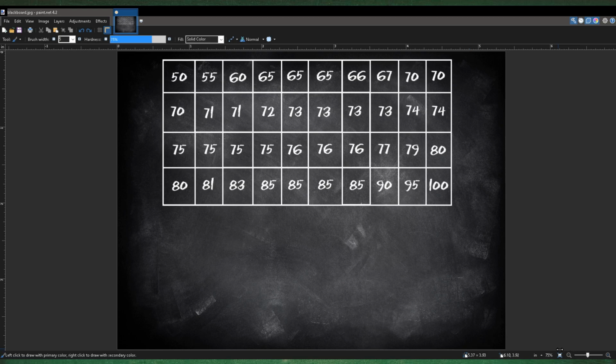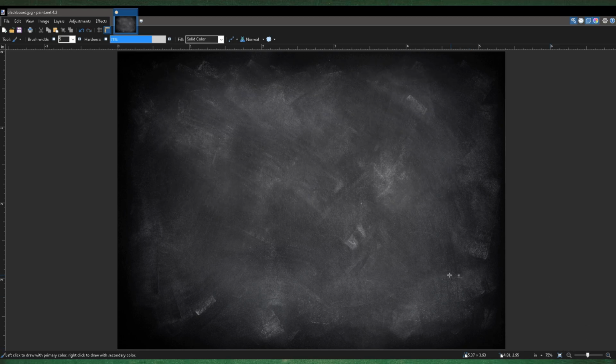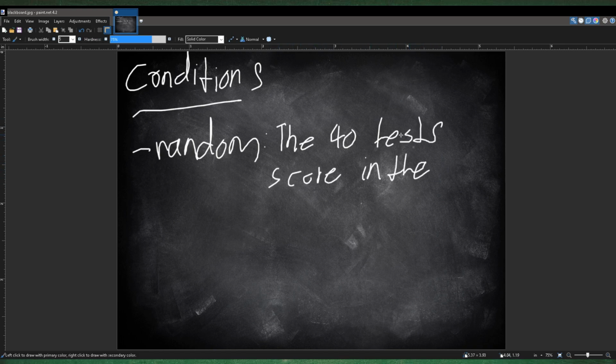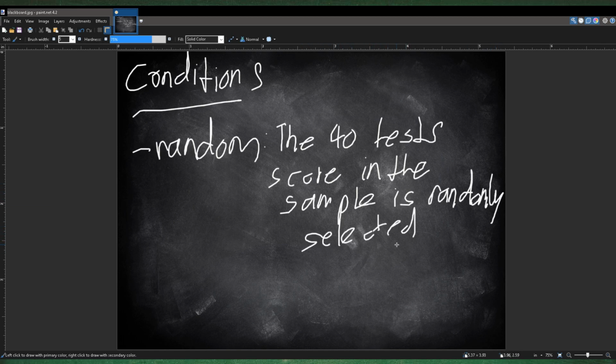Okay, let's do the rest of these conditions. So you have random. The sample has to be randomly selected. So you could write down that the 40 test scores are randomly selected in the sample, or you could just say the sample is randomly selected. That's fine too.